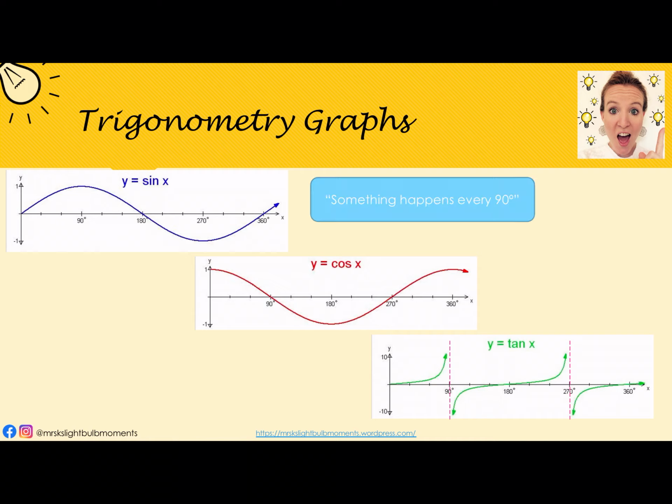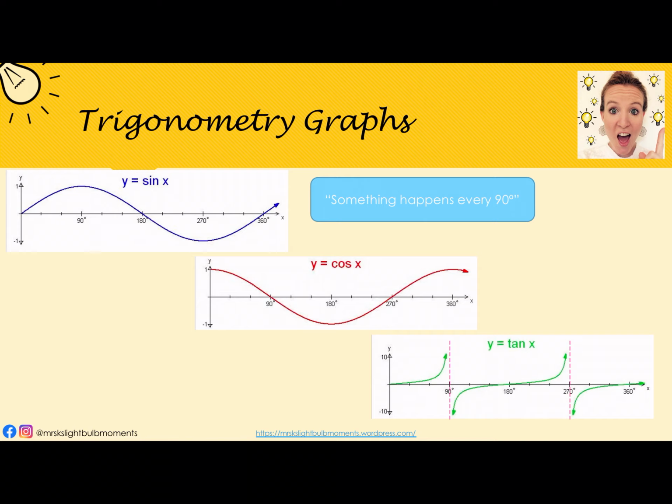Key things to remember when you're doing it is that something happens every 90. I get my students chanting this at me because they just forget where the values go on the x-axis. So if you remember either a turning point or an intercept, or in tan's case we have an asymptote, well, that happens every 90. So something. It's not that there's a turning point every 90 or an asymptote every 90. You just know something happens.